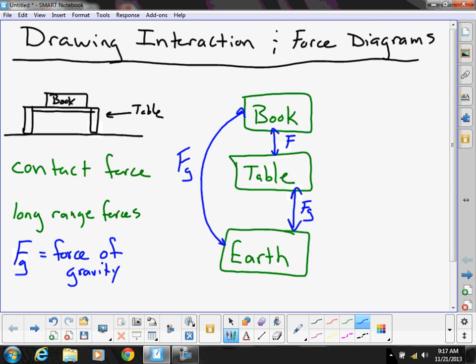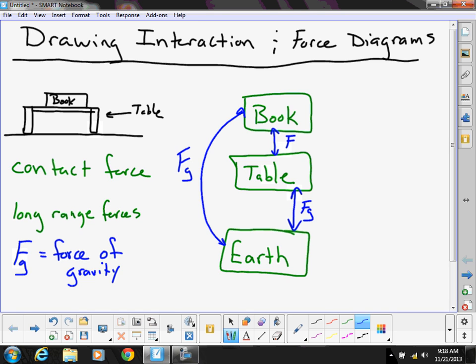All right. Let's see, do we have any other interactions that are taking place? We have the book on the table, we have the book to the earth, we have the table for the earth. No, I think that looks pretty good. So we've got some options here. What is it that we want to ultimately create a force diagram for? Well, I think for our book on the table scenario, we will do a force diagram for the book.